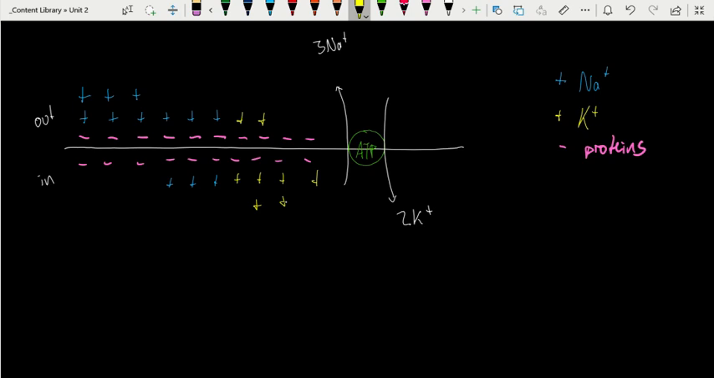I want you to appreciate what we just did. We started to make a gradient. In fact, 2 gradients. Sodium is going to be high on the outside, low on the inside. Potassium, in opposite fashion, will be high on the inside and low on the outside. But I also want you to count the charge. Here, in the outside, I still have -10. But how many positives do I have?